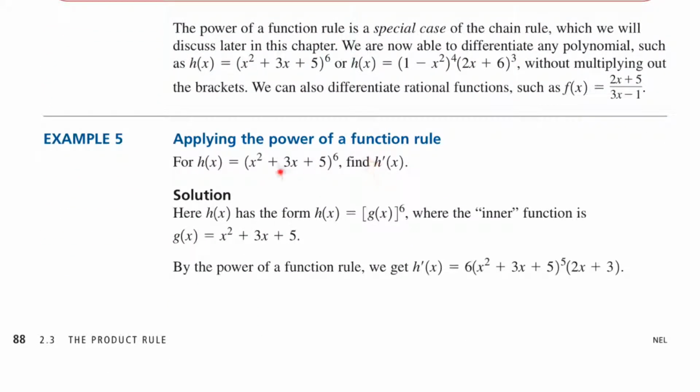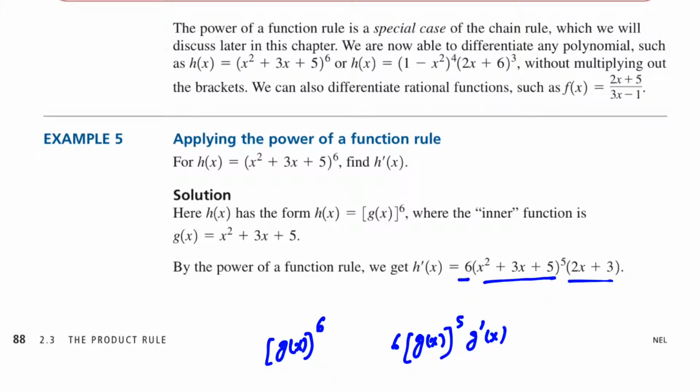Let's find h prime of x when h of x is x squared plus 3x plus 5 to the power of 6. In this case, g of x is x squared plus 3x plus 5. To find the derivative, we use the fact that derivative of g of x to the power of 6 is 6 g of x to the power of 5 times g prime of x.